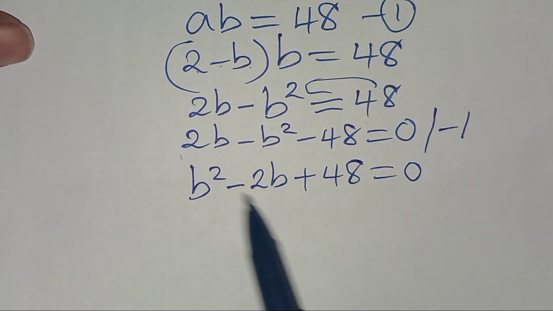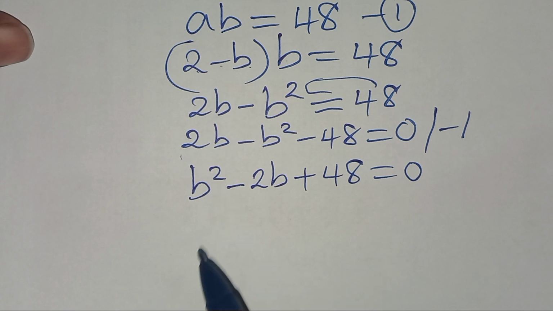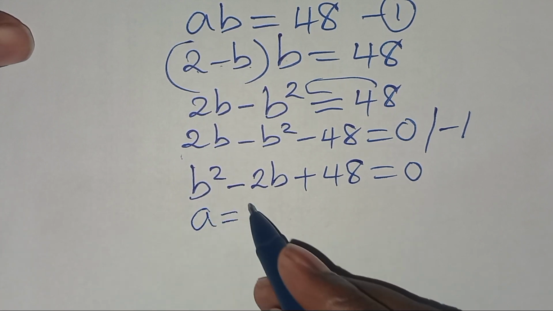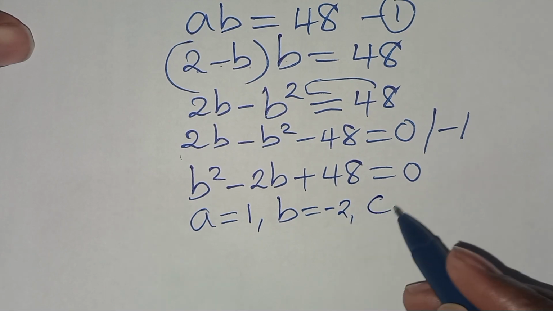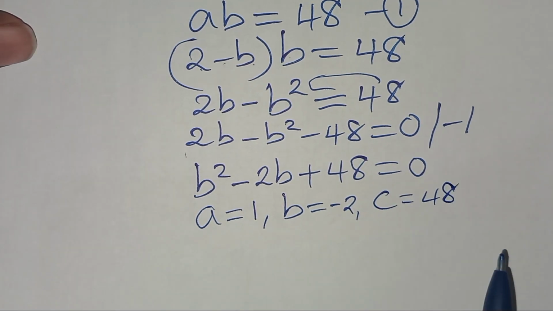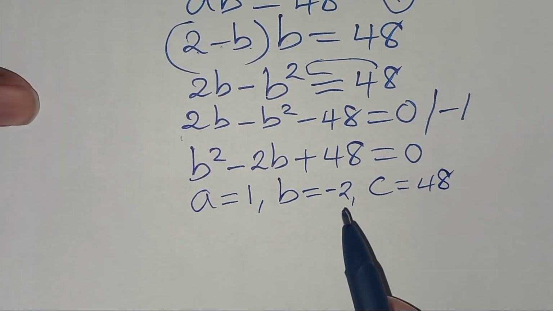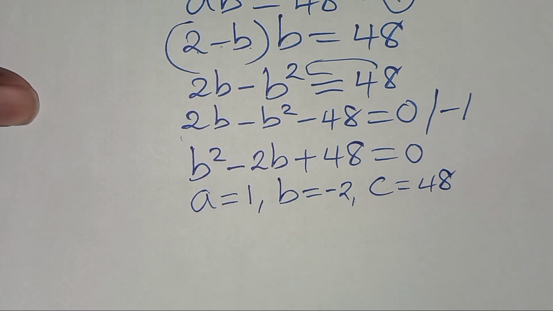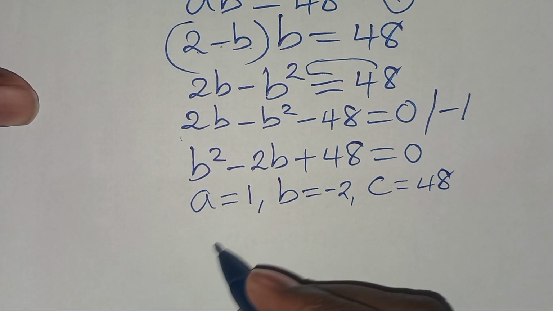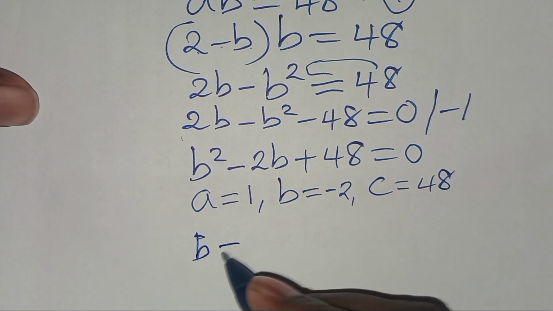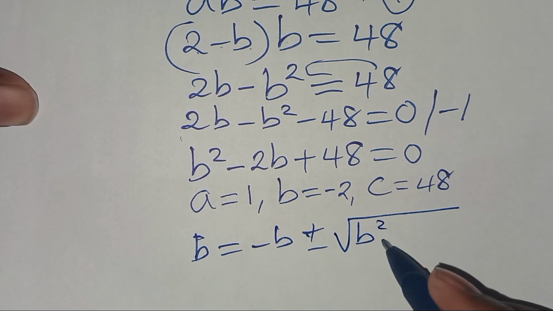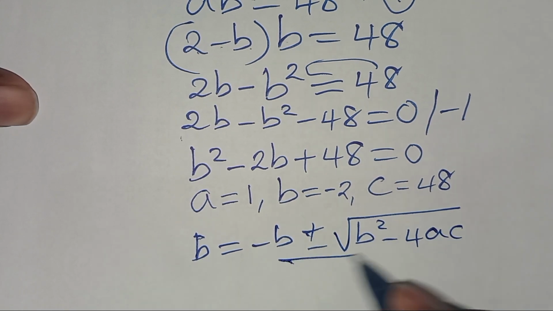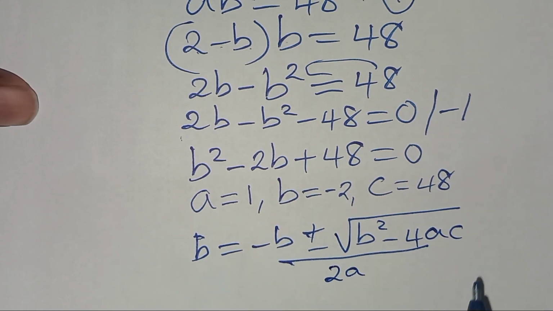Okay, now this is a quadratic equation with the coefficient of B squared, and that is A, equal to 1, with B equal to negative 2, and C equal to 48. Okay, so to solve for the value of B, we introduce the quadratic formula, which is actually B is equal to negative B plus or minus the square root of B squared minus 4AC divided by 2A.